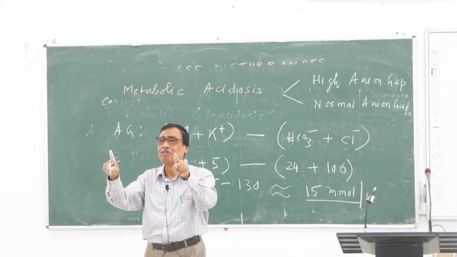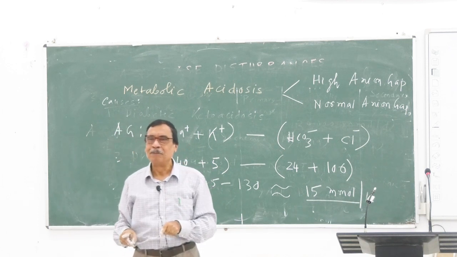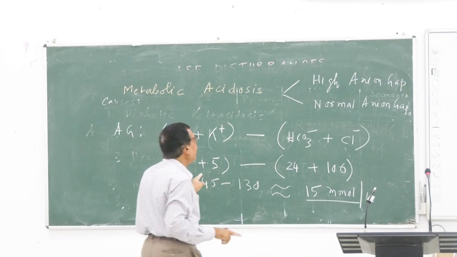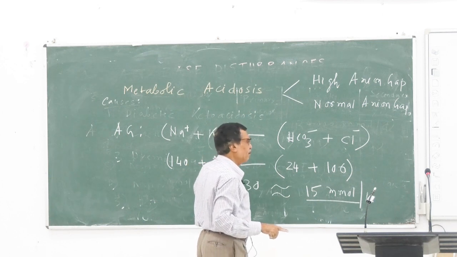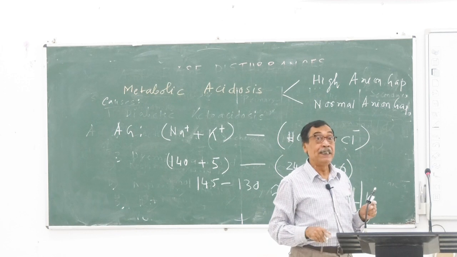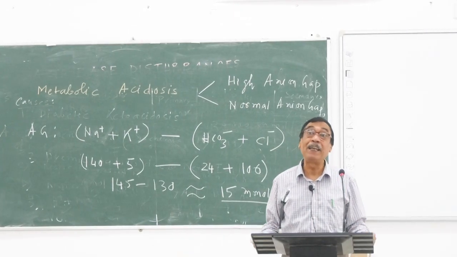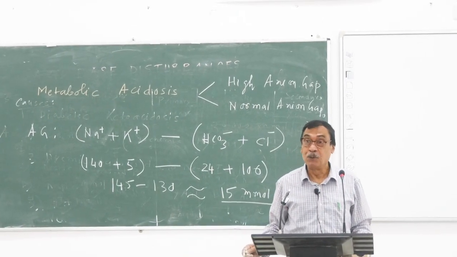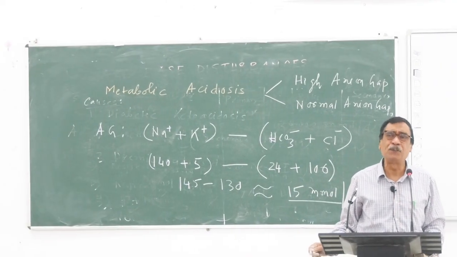There will be no anion gap. So anion gap by this formula is a calculated term, and it is more or less 15 millimole per liter. In case of metabolic acidosis, why will anion gap be increased? Why will anion gap be increased in metabolic acidosis?